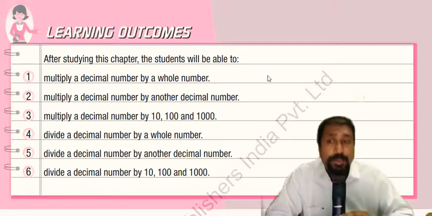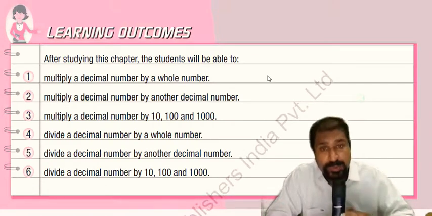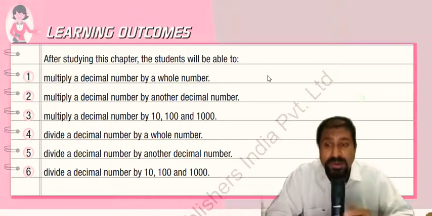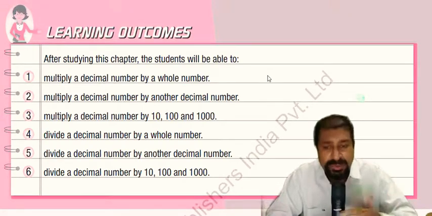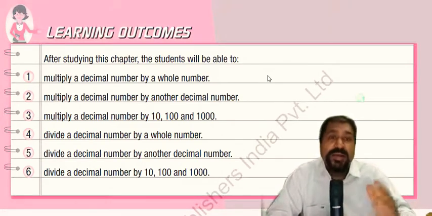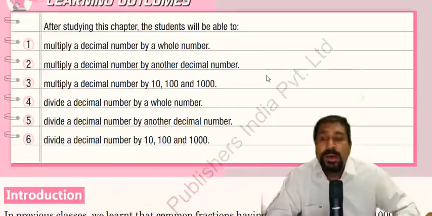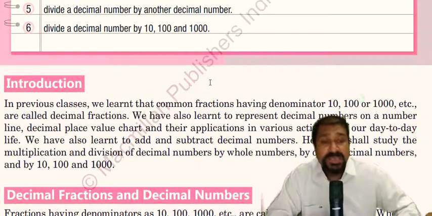Then in the 4th point, dividing the decimal number by a whole number. How we are supposed to divide a decimal number by a whole number. How we are supposed to divide a decimal number by another decimal number. And division of a decimal number by 10, 100 and 1000. These things you are going to learn step by step. Now let us see our introduction part.